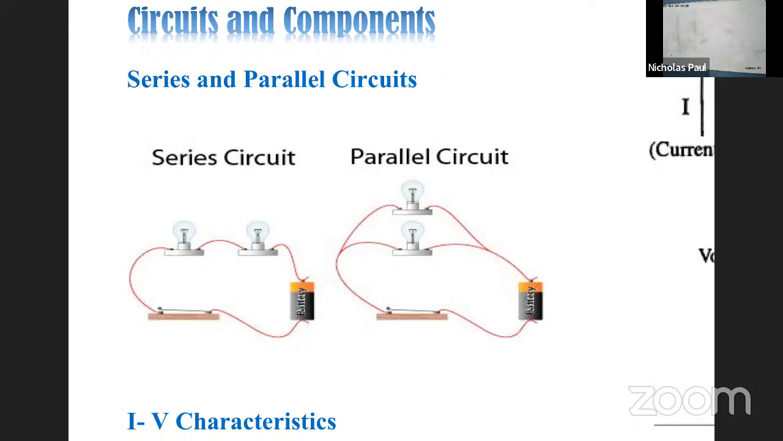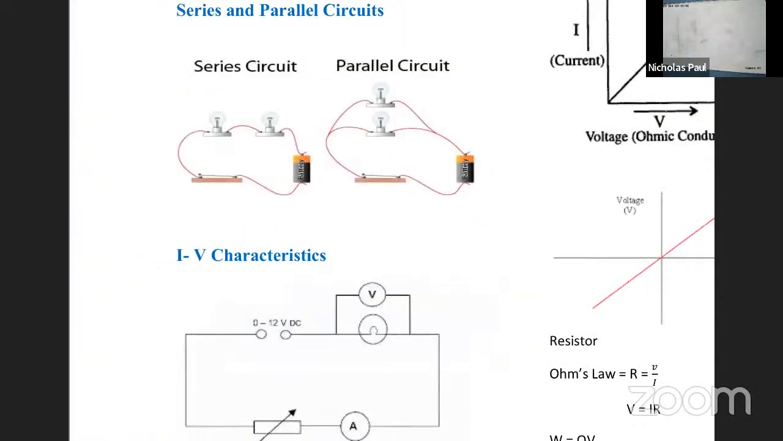How do you know series circuits? Current only has one loop in which to flow. Or there's parallel circuits, right? More than one path. Current has more than one path in which to flow.